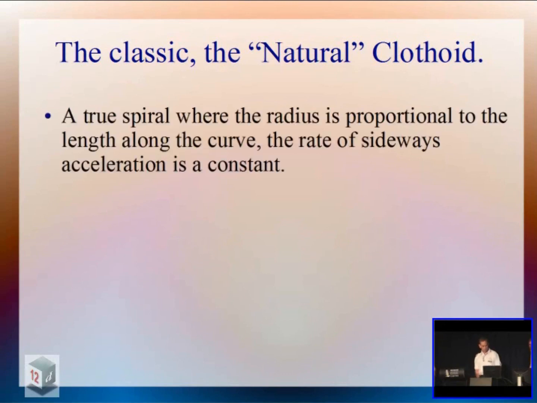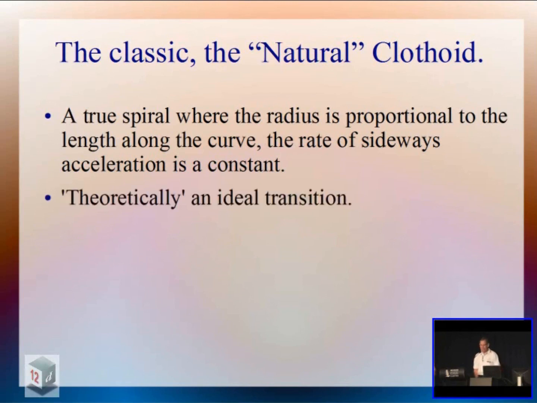Mid-1800s, I think, something like that. But it's a true spiral. It's where the radius is proportional to the length along the curve, so the sideways acceleration is a constant. It's like a vertical curve, a parabola, but the rate of change of grade is a constant. With these spirals, the rate of change of sideways acceleration is a constant. It's theoretically an ideal transition curve.